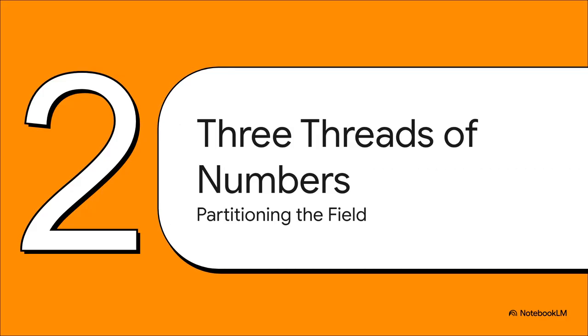Imagine it like a clock face. But instead of 12 hours, this mathematical clock resets every 30 ticks. It creates this beautifully repeating modular structure, a boundary, that basically kicks our entire mathematical engine into gear. Moving right along to our second section, three threads of numbers, where we partition the field.